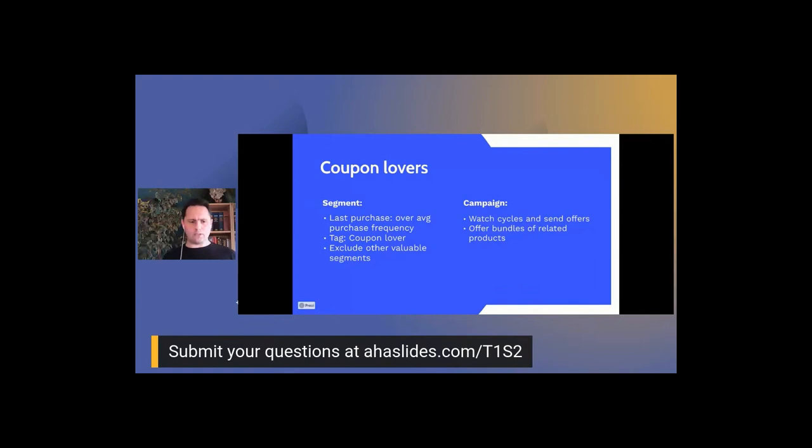So you can also watch the cycles, like how often they're ready to buy, and you can test it yourself. And try to narrow it down so that they're buying more and more often, and try to raise the coupon value as high as possible. You, of course, have to understand your boundaries, but that's where your sweet spot is.